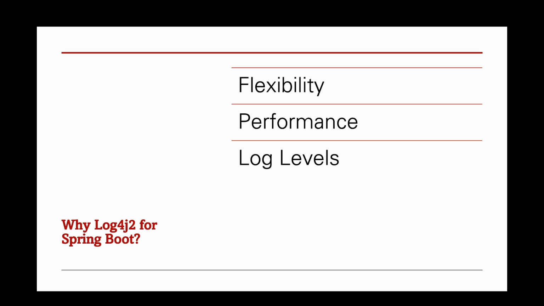Log4j2 allows you to configure different log levels like debug, info, warn, error, and fatal. This is incredibly useful for controlling the amount of information logged in different environments, from development to production. When your application grows, the way you log information becomes crucial. Log4j2 scales with your application, handling large volumes of logs without slowing it down.